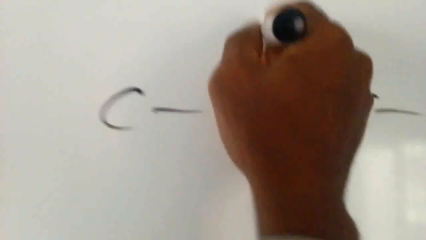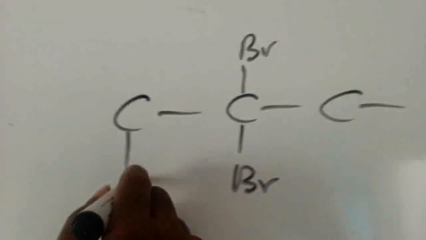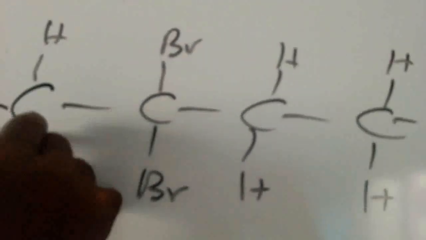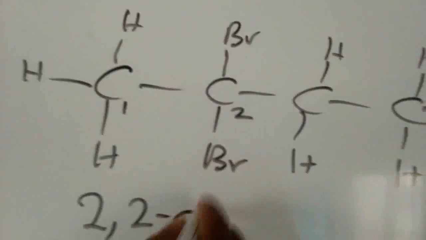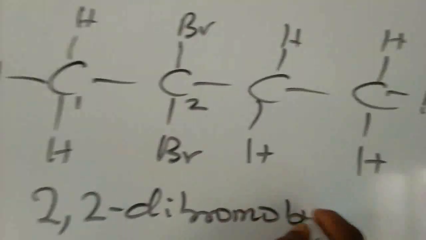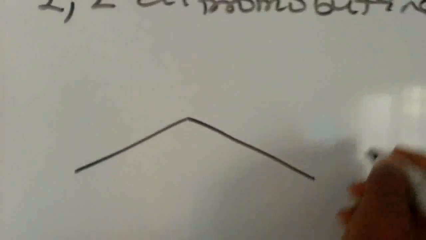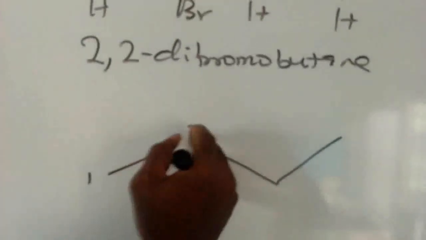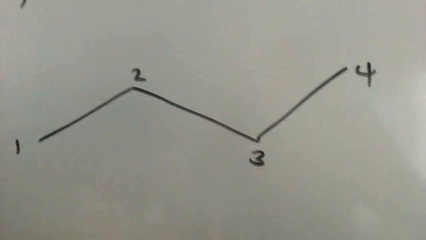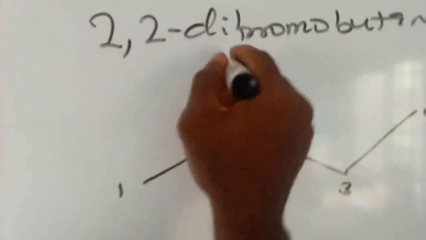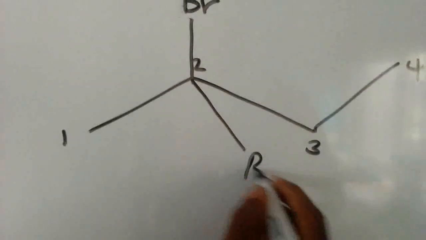Maybe we have this compound on the board, bromine, bromine here, hydrogen, hydrogen, hydrogen, hydrogen, hydrogen. So that is it. Compound number 1 is called 2,2-dibromobutane. So how do we draw the skeletal structure of this compound? I'll get the number of carbons, 1, 2, 3, 4. Bromine is on number 2. So I'll draw a line here and put bromine on top. Draw another line down and put bromine also down.